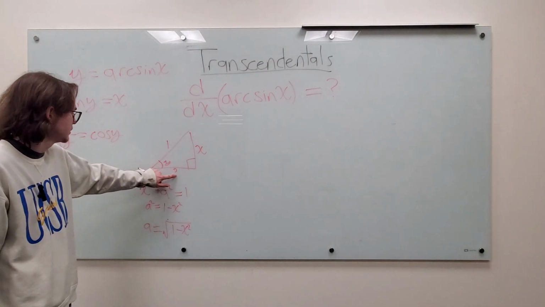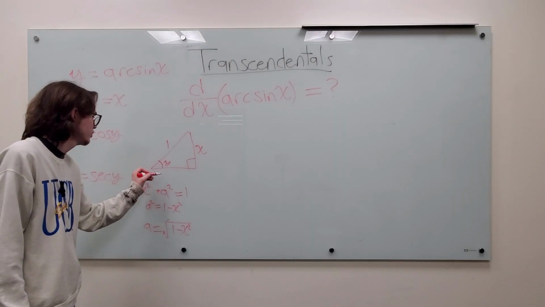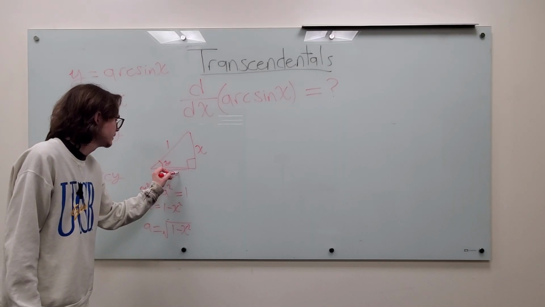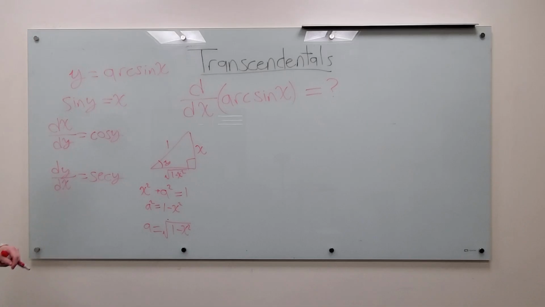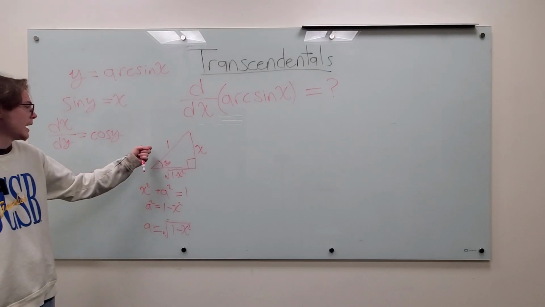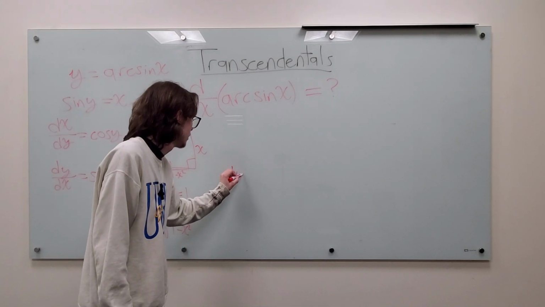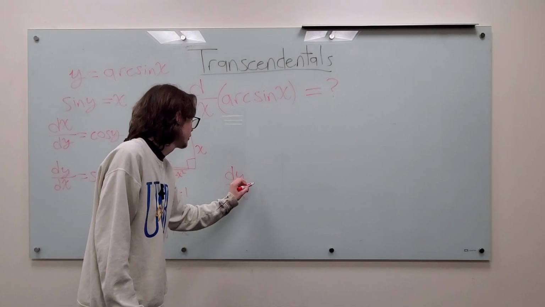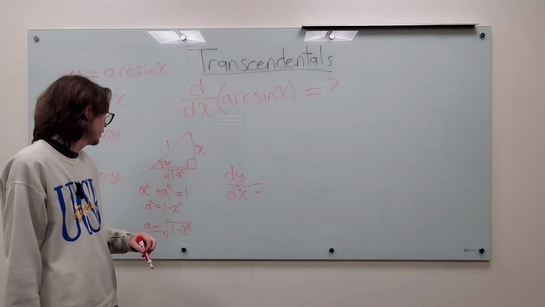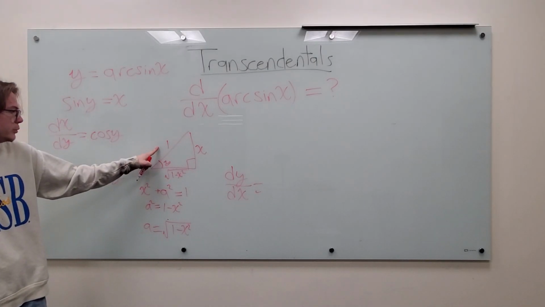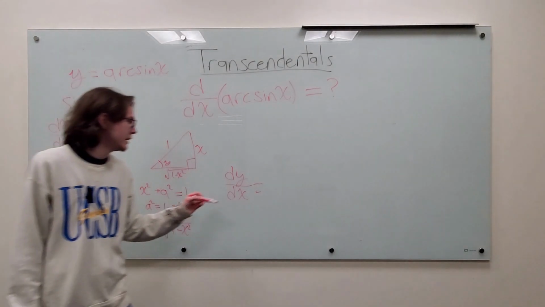Okay, so we have our adjacent side, the square root of 1 minus x squared. Easy. So now our derivative in terms of x, which of course is going to be dy/dx up here, is going to be the reciprocal of the cosine of y, which means it's going to be the hypotenuse over the adjacent side, which means that our derivative of arcsine of x is going to be hypotenuse 1 over adjacent, the square root of 1 minus x squared.